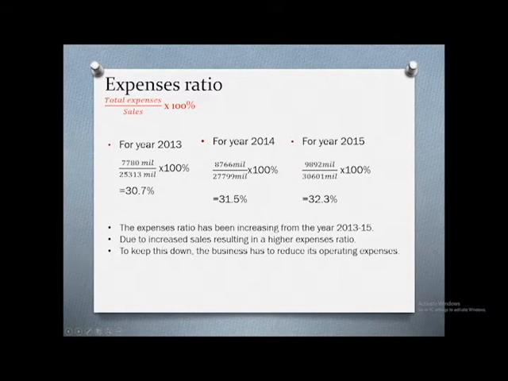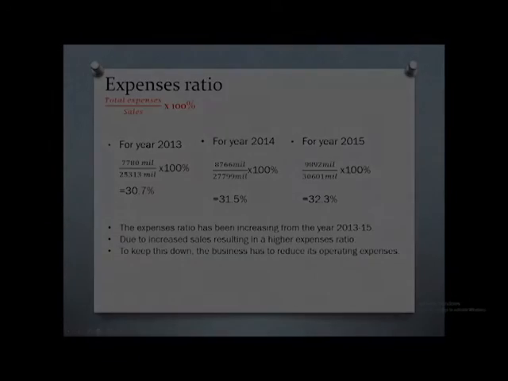The expenses ratio has been increasing from the year 2013-15. This may be due to increased sales, where the costs associated with the selling of stock increase, hence resulting in a higher expenses ratio. To keep this down, the business has to reduce its operating expenses.